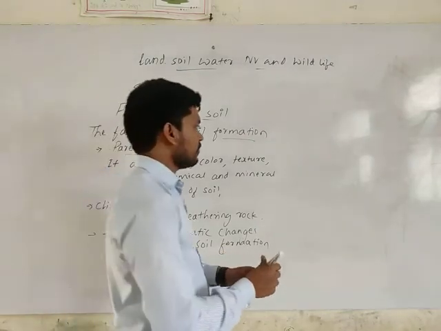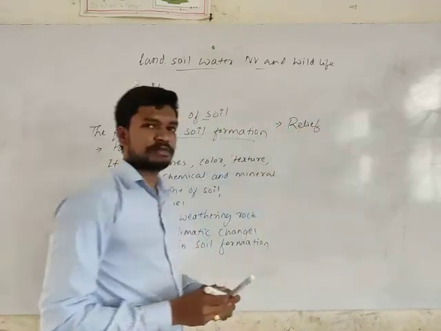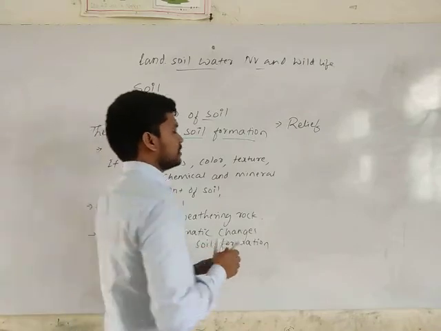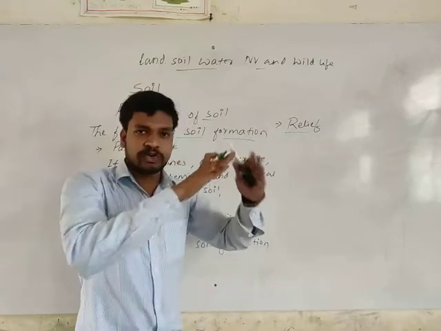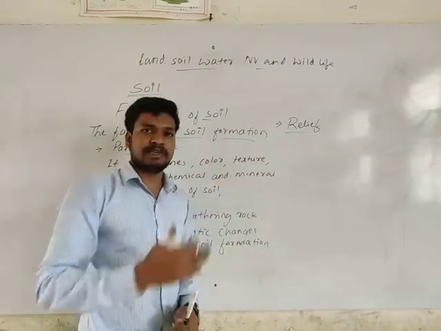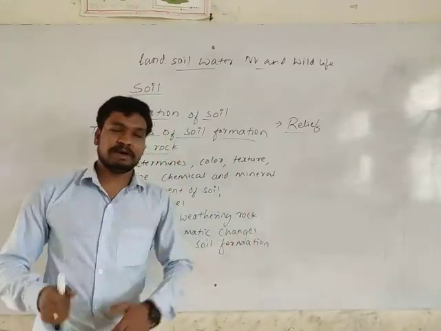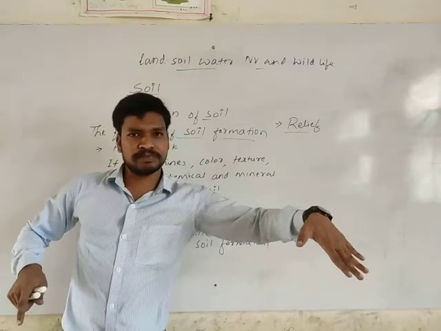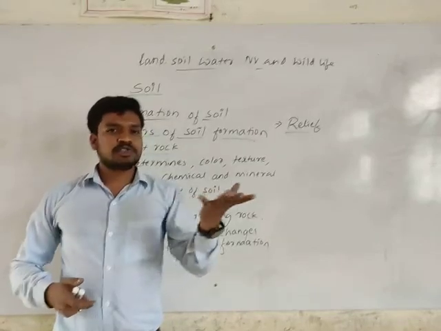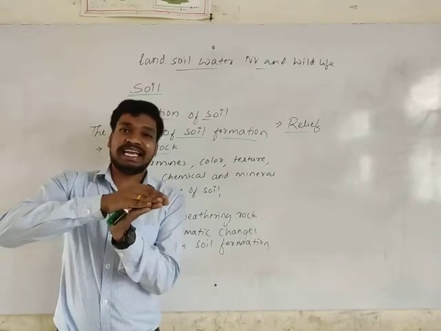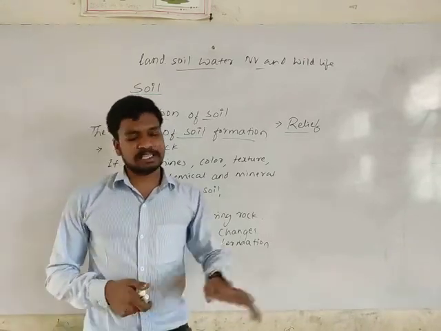Then the next factor we have is relief. Relief features. What are relief features? Like the slope, a steep slope or a gentle slope of a particular place, which influences the formation of soils. Here, in the Himalayan mountain ranges, we have a steep slope. There we get more centimeters of soil, and the layer is thicker compared with other places. In other places we have a thinner layer.